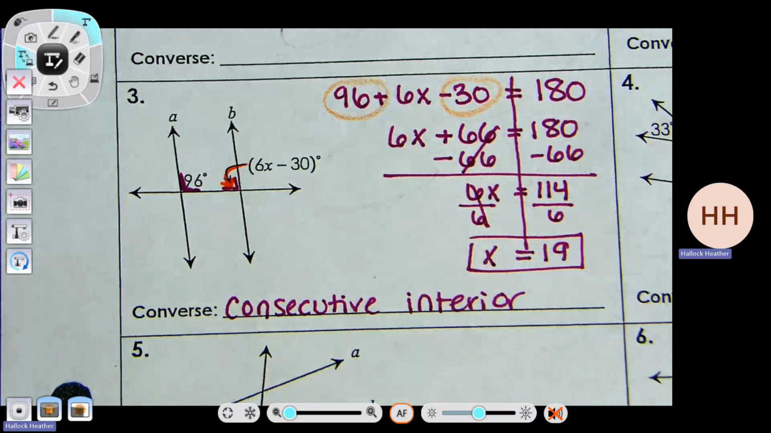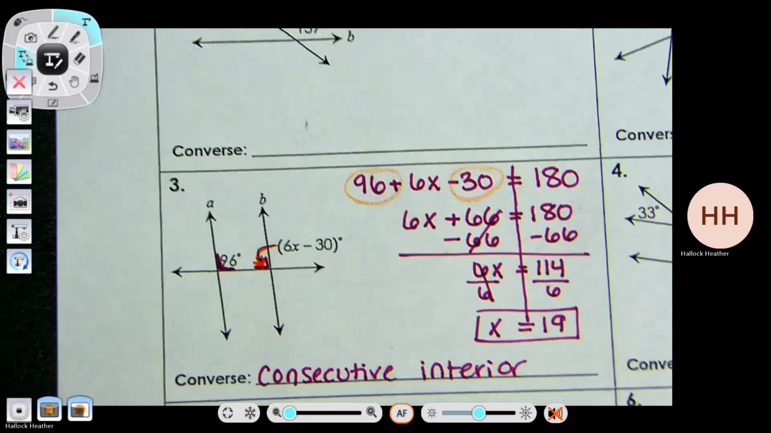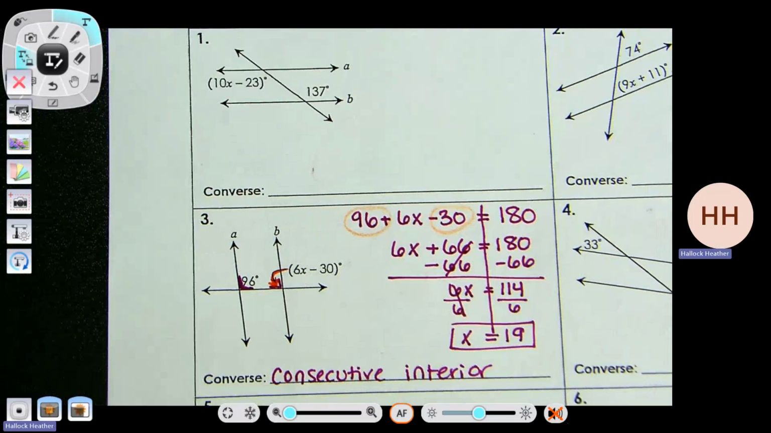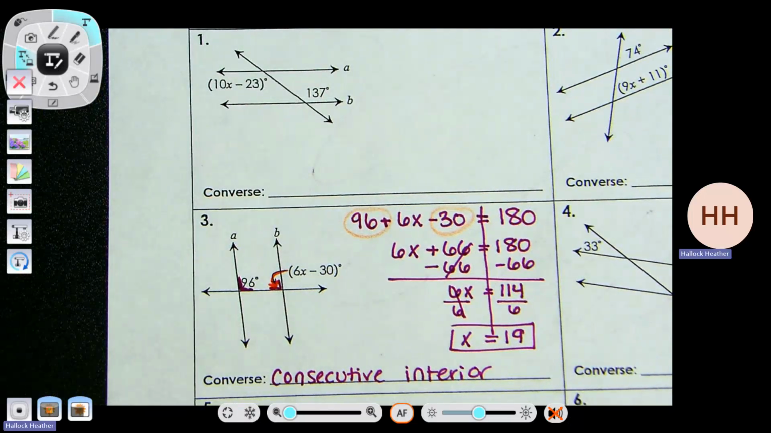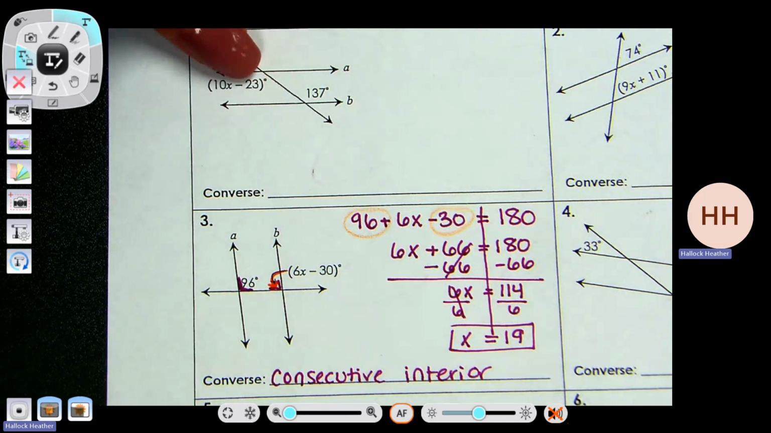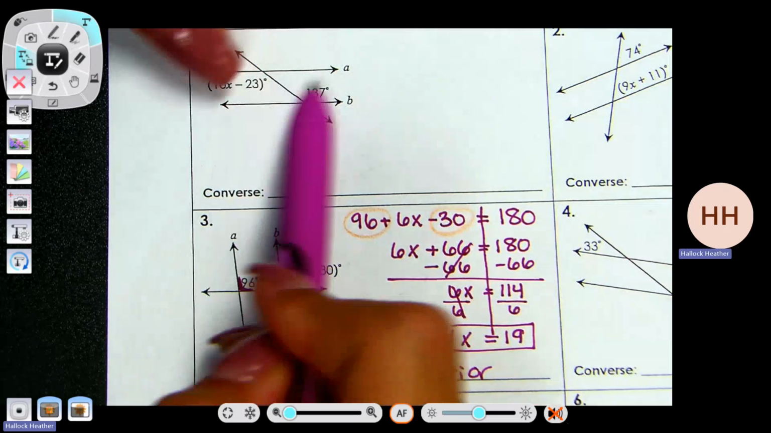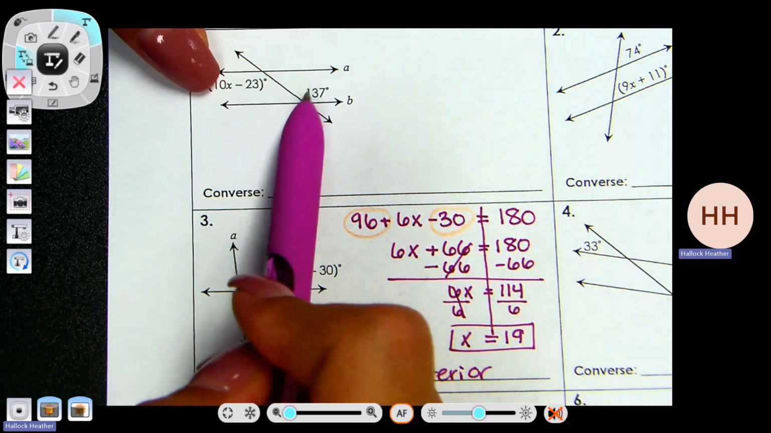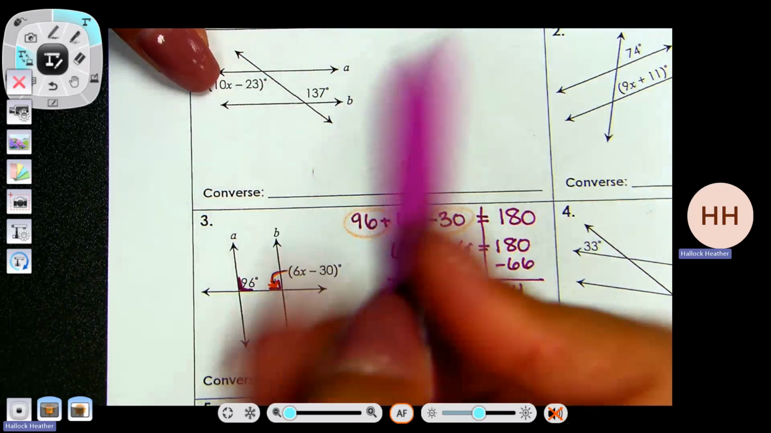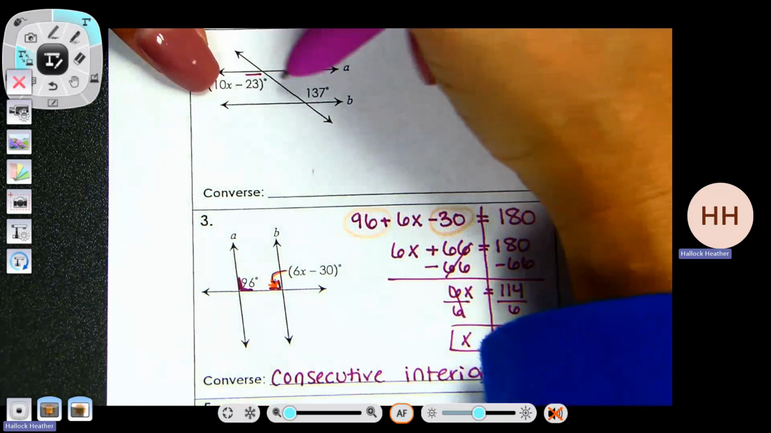Okay, we're gonna set up one more. Let's set up number 1. Take a second, think about what vocab word. People don't even get to look at the picture before you found out the answer. Yeah. So number 1, they are alternate interior. They are inside. They jump across. So they're alternate interior. Do they equal each other?